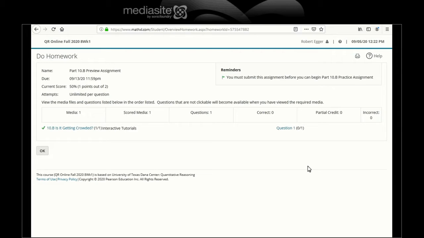We just recently went over lesson 10b, going over how exponential graphs may look or not. We went over first differences and percent changes. So let's go and look at the question now. What is question 1? Let's find out.